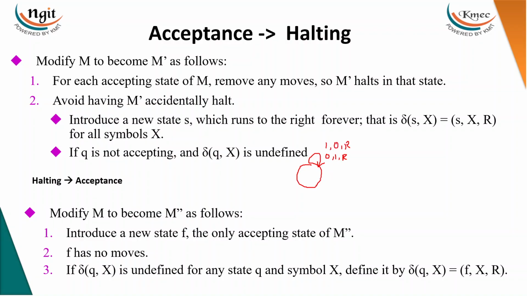So just go with the movements only. So delta, no movement, and we are saying that as we don't have any movements here, then we can say that it will be halted here. But how can we convert it into acceptance? Just create a new state f, which is going to be accept, and f should not have any movement here.